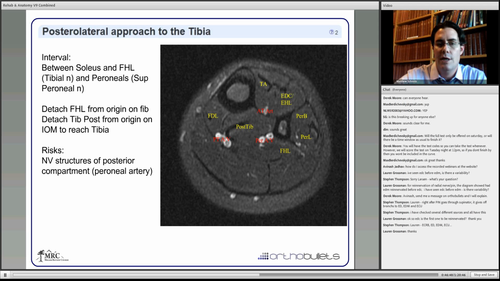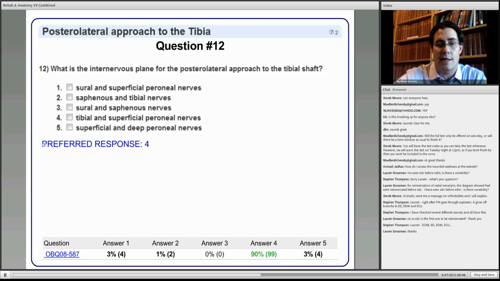Remember also, another question that comes up in relation to this is the relationship between your FDL, your posterior tib, and your FHL. Remember, your FDL is going to be on the more tibial side, with the posterior tib muscle being midline or essentially coming off your interosseous membrane, and the FHL is the most lateral. So the answer again was between your tibial and superficial peroneal nerves, which nearly 90% of people were able to get correct.